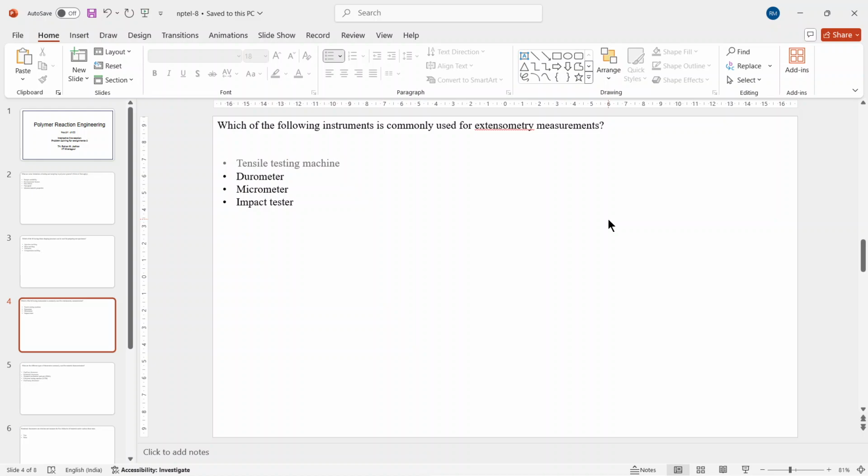Now, when the material breaks, there are other properties, or different names of the same property. When the material breaks, the maximum strain which it was able to handle is called the elongation at break. And the maximum amount of stress it is able to handle is called the ultimate tensile strength. So these are the parameters which can be tested using the tensile testing machine or the universal testing machine.